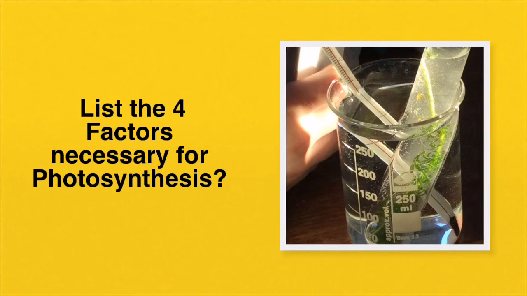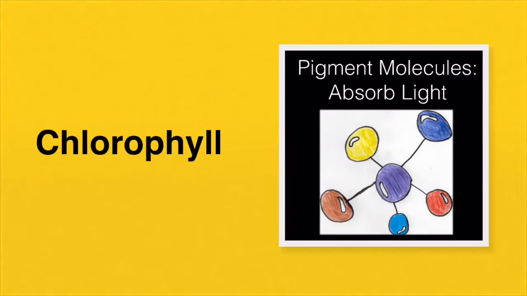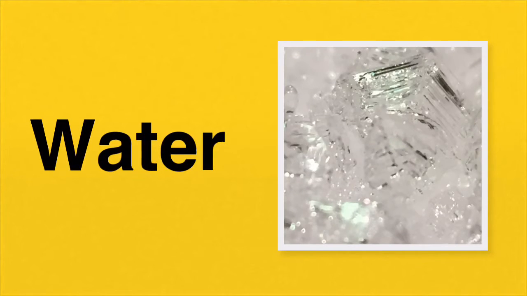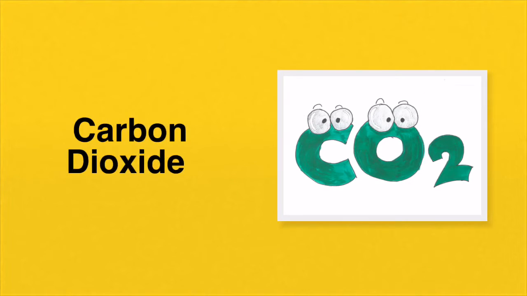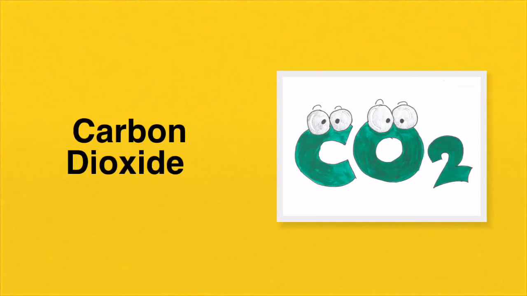List the 4 factors necessary for photosynthesis. The first is light. The second is chlorophyll, that pigment molecule. The third is water. And the fourth is that greenhouse gas, carbon dioxide.